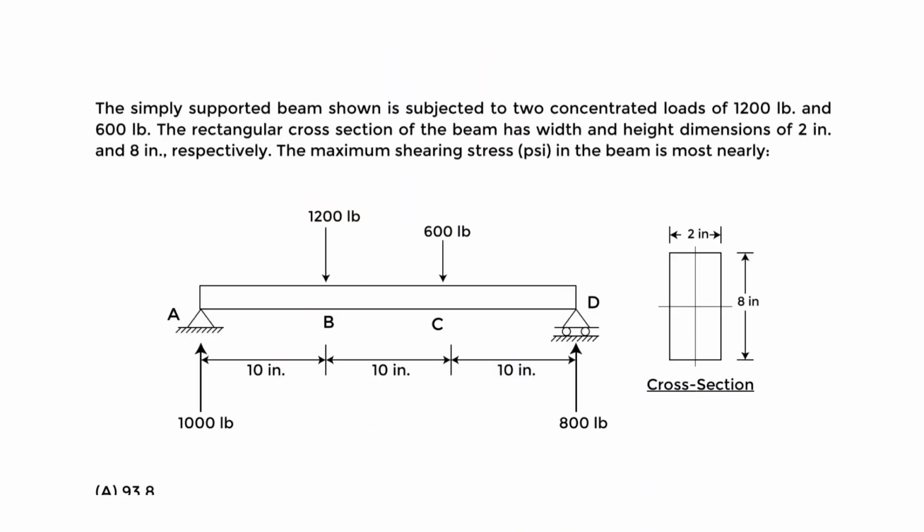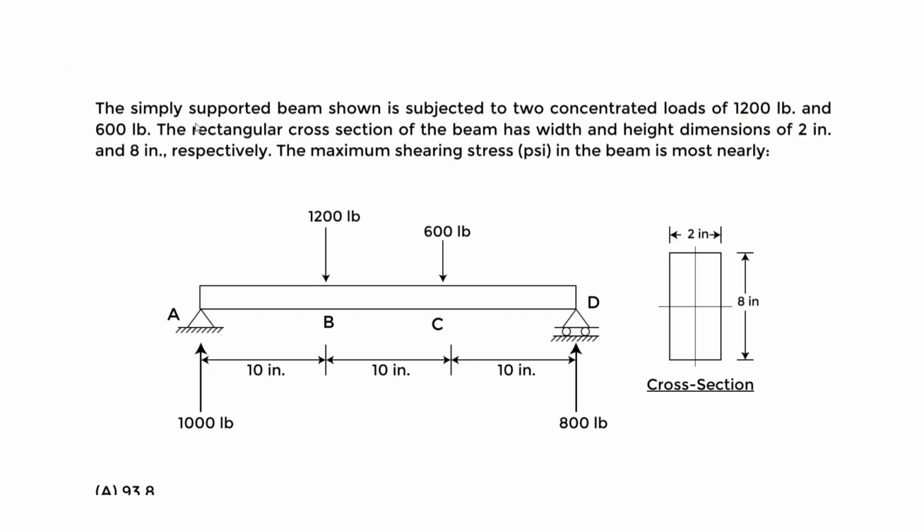Okay, so now let's do the simple transverse shear stress example, and we know this one will give us the introductory knowledge we need to know to solve any of these types of questions, applying that transverse shear stress equation. So what we have here is we're told the simply supported beam shown is subjected to two concentrated loads of 1200 pounds and 600 pounds.